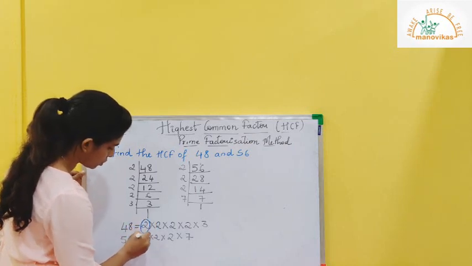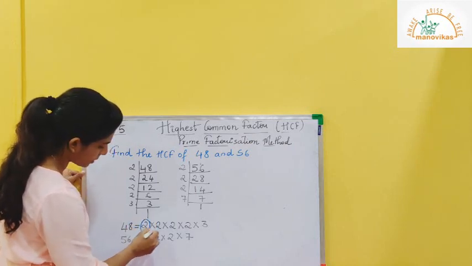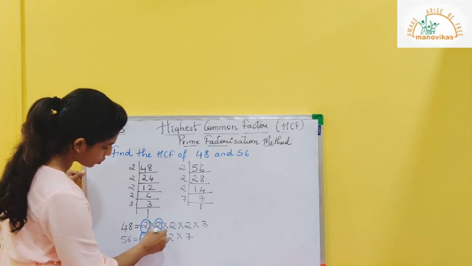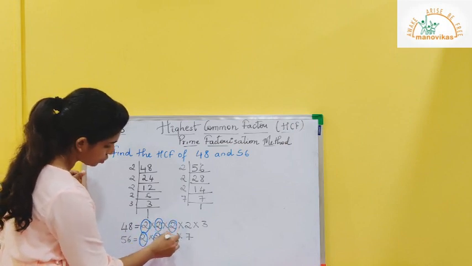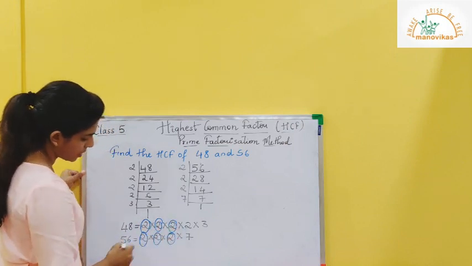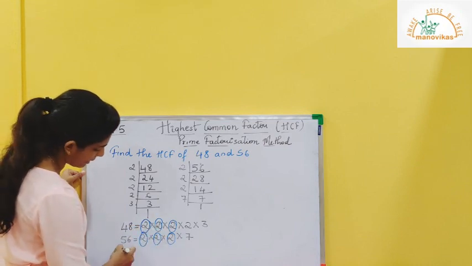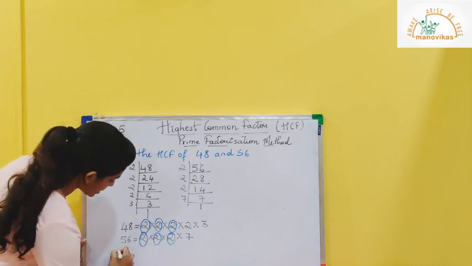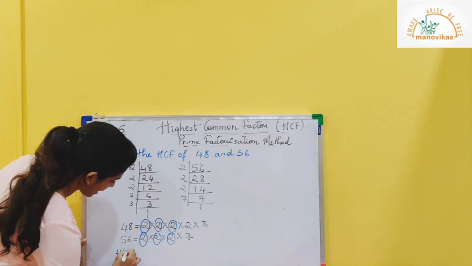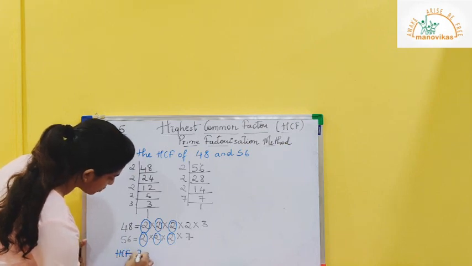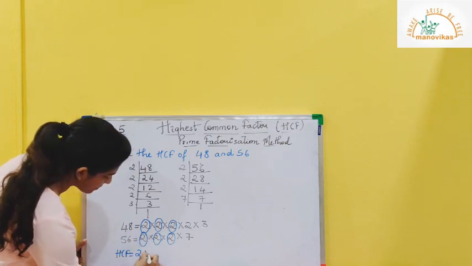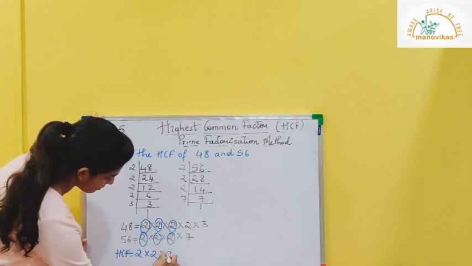So here 2 and 2 are common, 2 and 2 are common. Now this common number you will write only once. So what you will do is you write HCF is equal to 2. I write this 2 once and this 2 once.